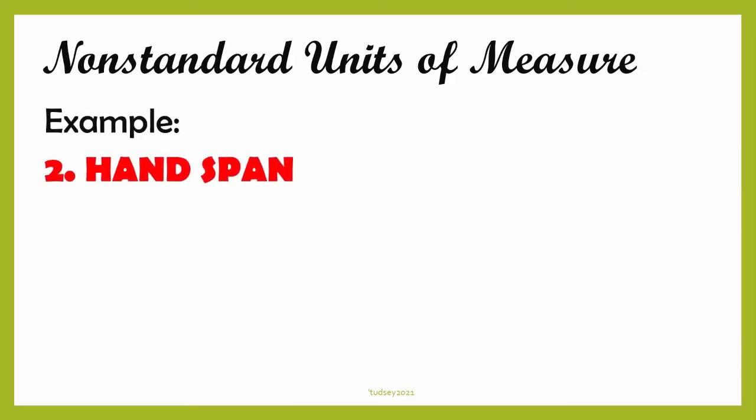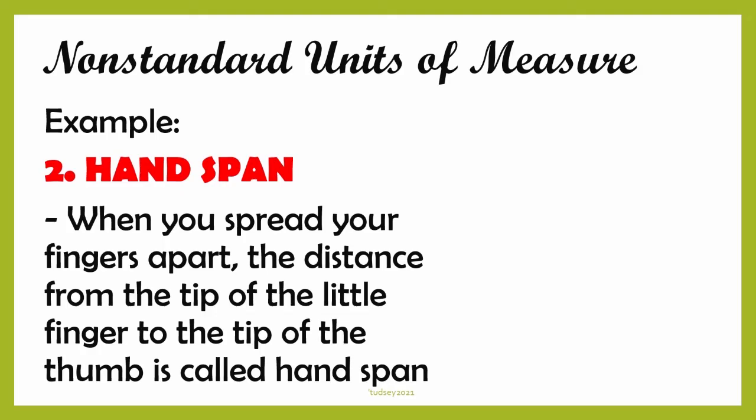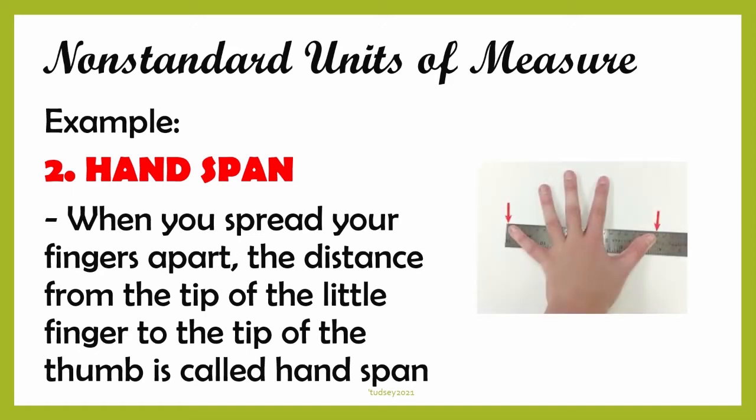Second is hand span, o dangkal. When you spread your fingers apart, the distance from the tip of the little finger to the tip of the thumb is called hand span. Kindly look at the picture to see how to use hand span.